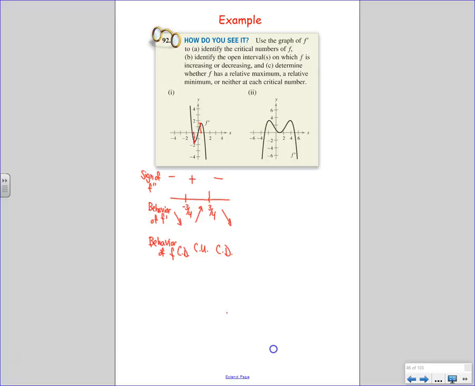like, hold on, what does the question say? Identify, we didn't necessarily want the critical numbers of f. We wanted the critical numbers of f prime. We wanted the critical numbers of who? Those are just the zeros, but of f.